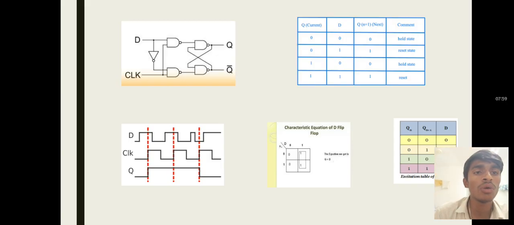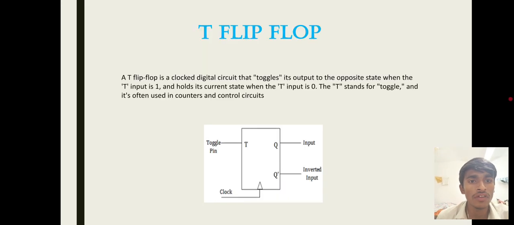Now I will tell you about the last type of flip-flop, named the T flip-flop. The T flip-flop, also known as the toggle flip-flop, is a type of flip-flop that changes its output state on each clock pulse when the T input is high. It is essentially a modified JK flip-flop where the J and K inputs are connected together to form a single input called T. When T equals 0, the flip-flop remains in its current state. It does not change. When T equals 1, the flip-flop toggles its output, changing from 0 to 1 or 1 to 0 with each clock pulse.